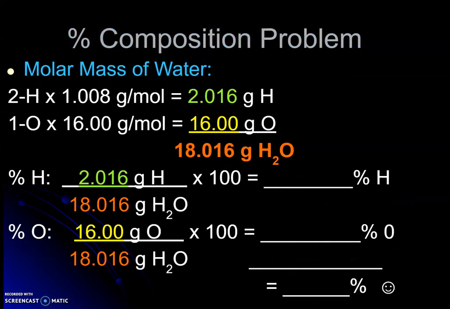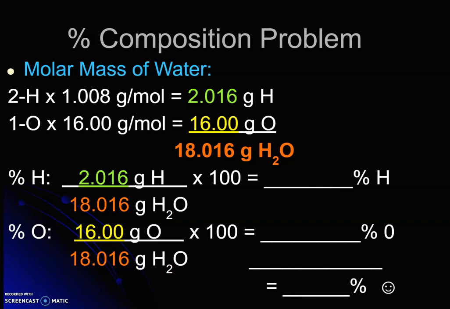So here I'm going to plug into my calculator 2.016 divided by 18.016, and I'm going to multiply by 100, and I get 11.2% hydrogen. And then I get 16 divided by 18.016 times 100, and I get 88.8% oxygen.